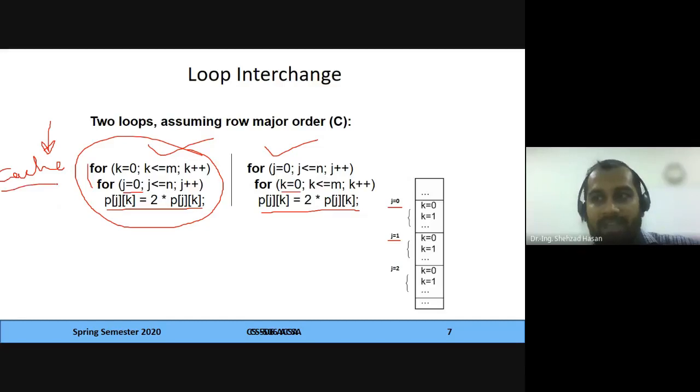Now let's say we have a cache with us. Is that going to change anything over here?